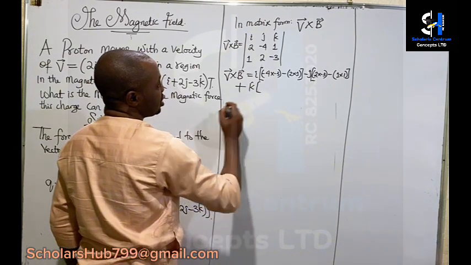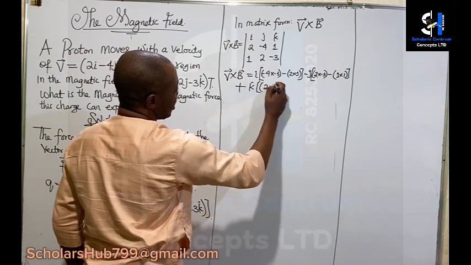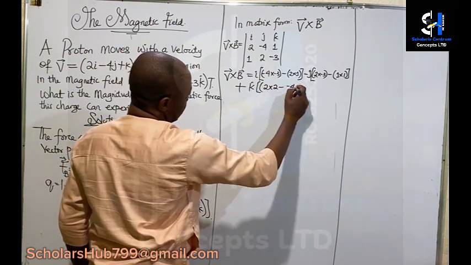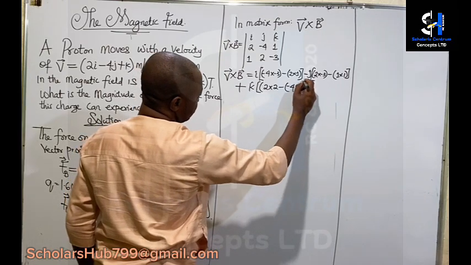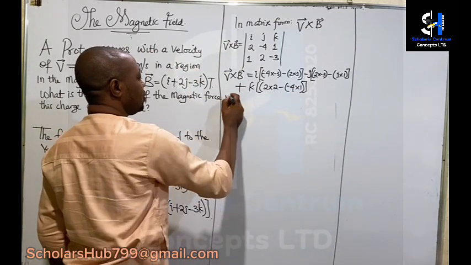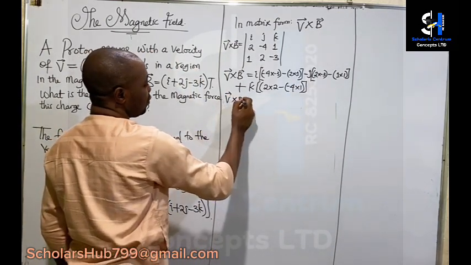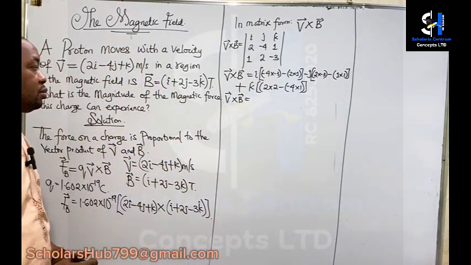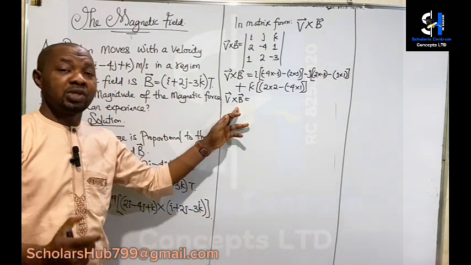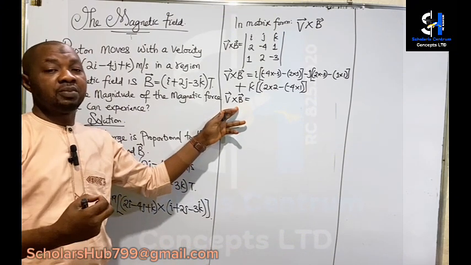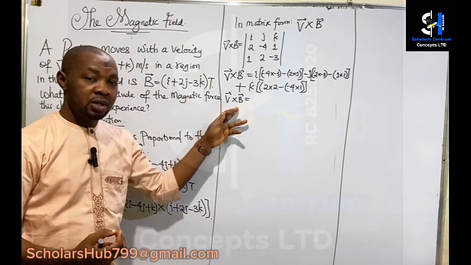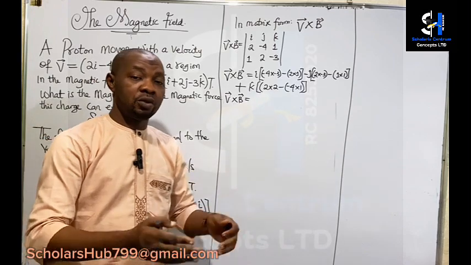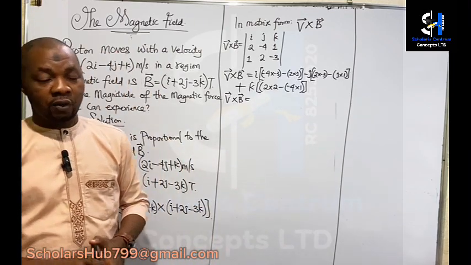So we open parentheses, so this will be 2 times 2 minus negative 4 times 1. Okay, so the cross product of v and b. So let's obtain the vector. This will be equal to a single vector, which will represent the resultant vector that will be directed out of the palm of the fingers of the right hand.